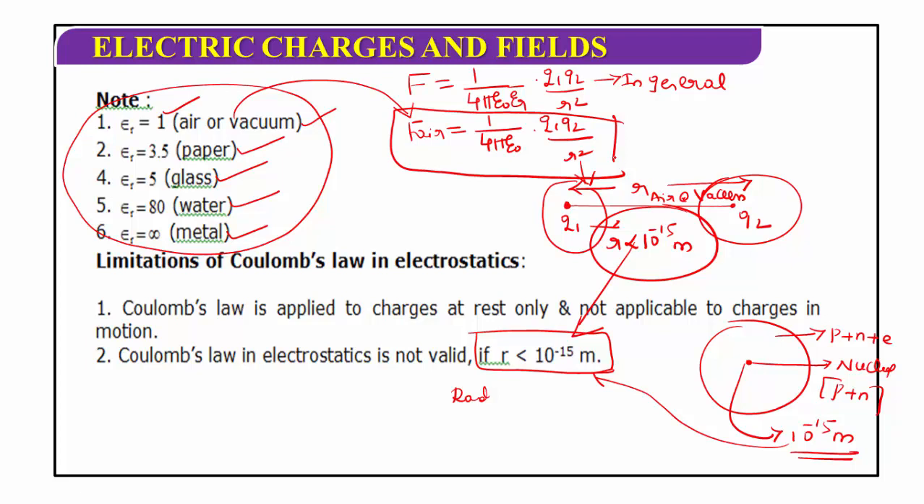The first one is Coulomb's law is applied to charges at rest only, and Coulomb's law in electrostatics is not valid if r is less than 10 to the power of minus 15 meter. Okay, this is about Coulomb's law, the ratio of electrostatic force between the two charges in air to the two charges in a medium, and the limitations of Coulomb's law.